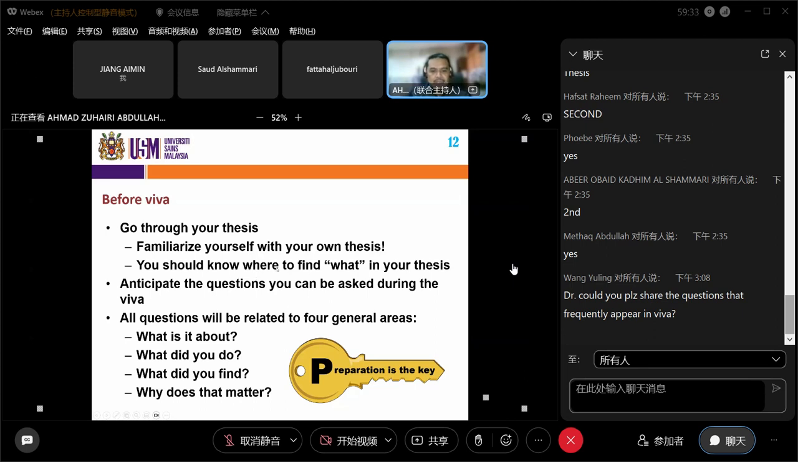You should know where to find what in your thesis. Sometimes, yes, you receive a question, you know the answer, and you want to show somewhere in your thesis, okay, that particular part is addressing that comment. But yeah, you could be thinking harder if you are not really sure about the content. You forget the whole content of the thesis, right? So that's why you have to be able to identify somewhere in your thesis that can address a certain concern.